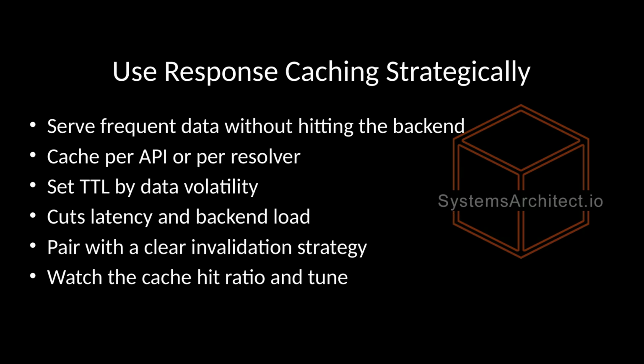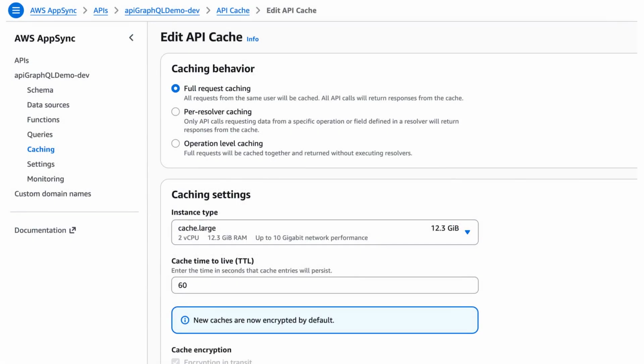3. Use response caching strategically. Why cache responses at all? AppSync server-side caching stores resolver responses so frequently requested data is served without hitting your backend. You configure caching per API or per resolver and set a time to live based on how volatile the data is. Stable reference data can cache for minutes, while fast-changing data should use a short TTL or no caching at all. Pair caching with a clear invalidation strategy so clients never see stale data.